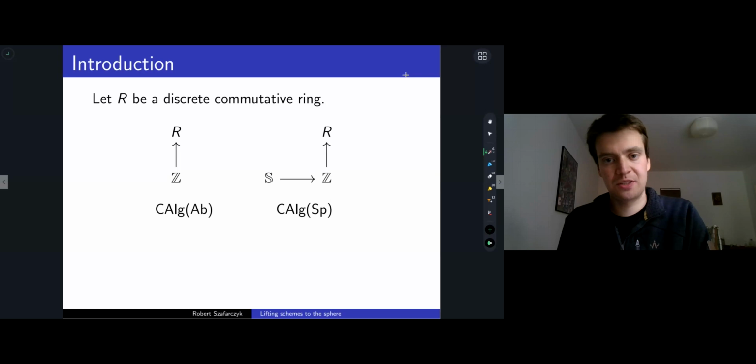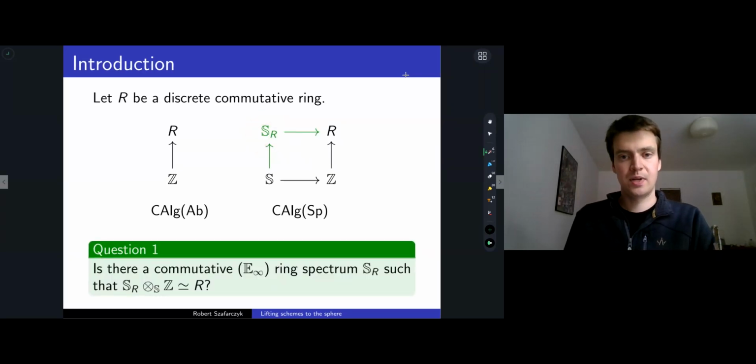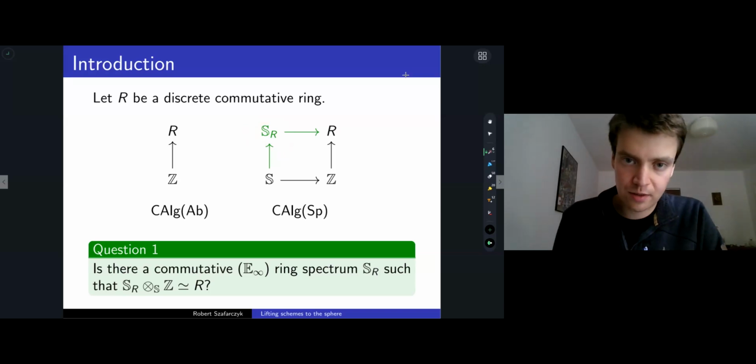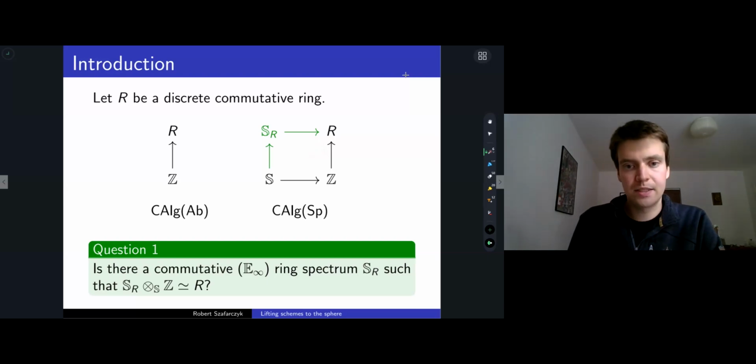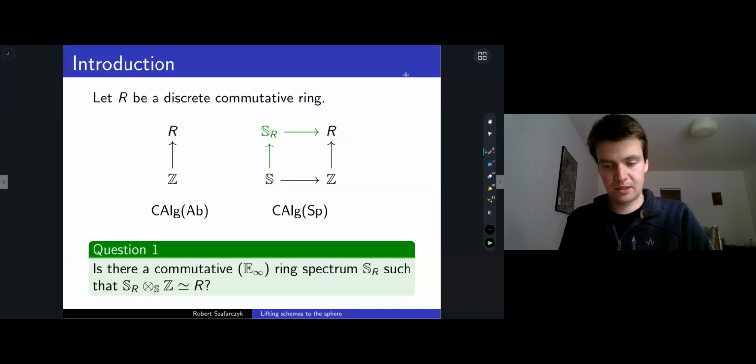So a natural question is whether there is a commutative ring spectrum SR that completes the square in a way that this is a push-out. And in commutative algebras, push-outs are computed by tensor products. So what we're asking for is a connective commutative ring spectrum such that this base change is R. This is what I call a lift to the sphere of the ring R. Okay?